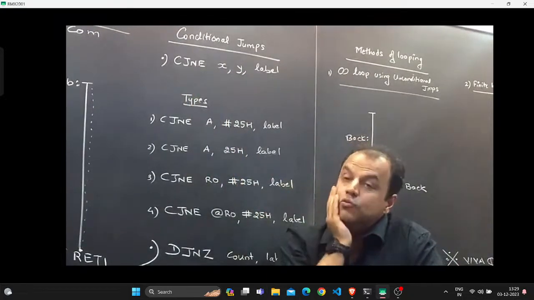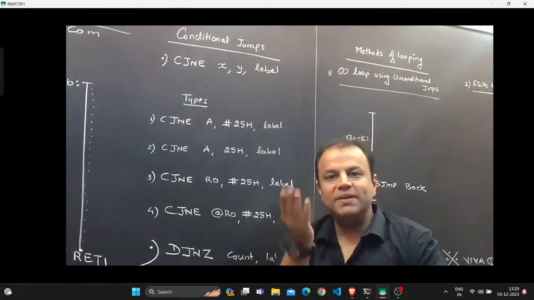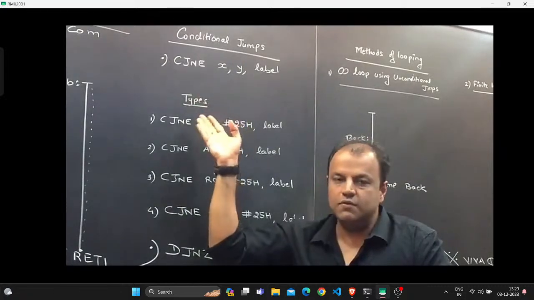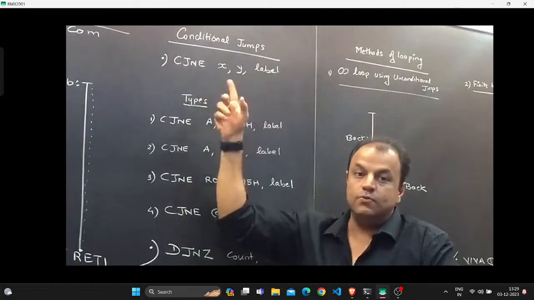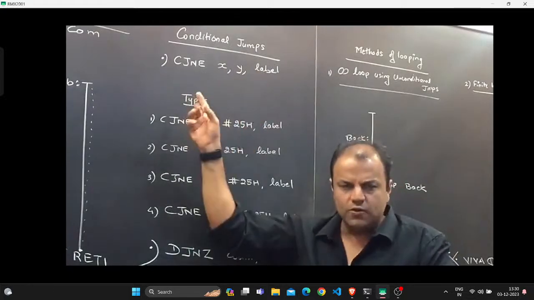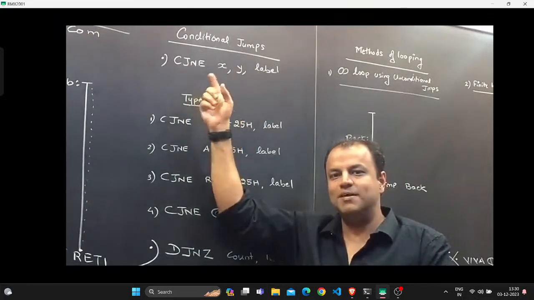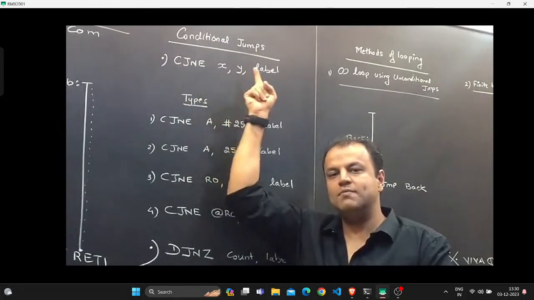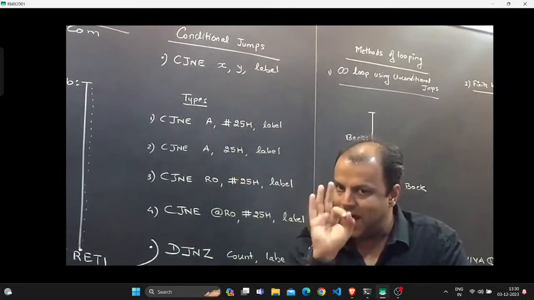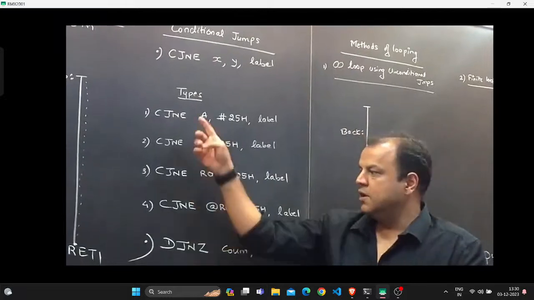For that, do we have to do anything great? No. By default, PC gets incremented, so program anyways would have gone to the next instruction. So this instruction will do nothing if x and y are equal. If they are not equal, program will take a jump. Hence the name compare and jump if not equal. If x and y are not equal, program will take a jump to the location called label. Are you clear? Let's take examples.